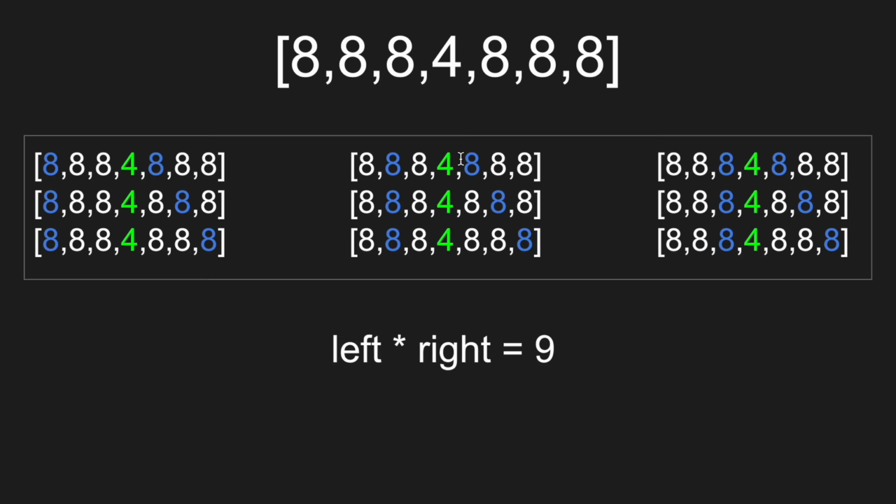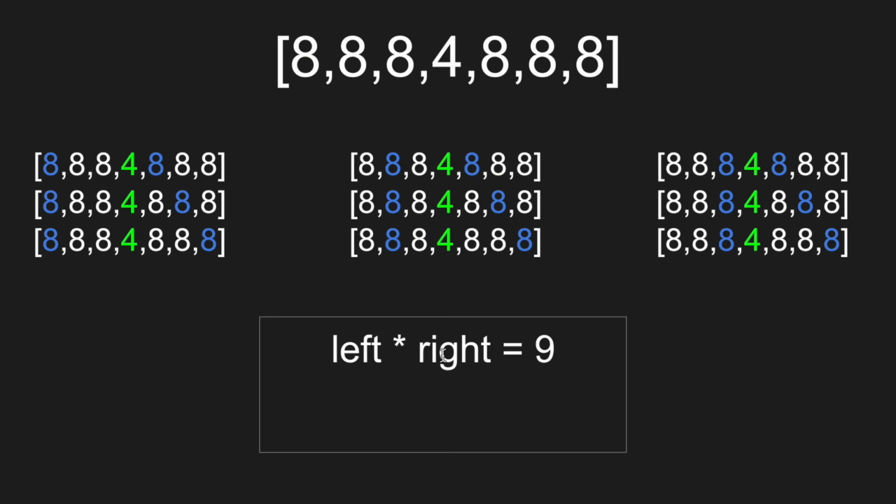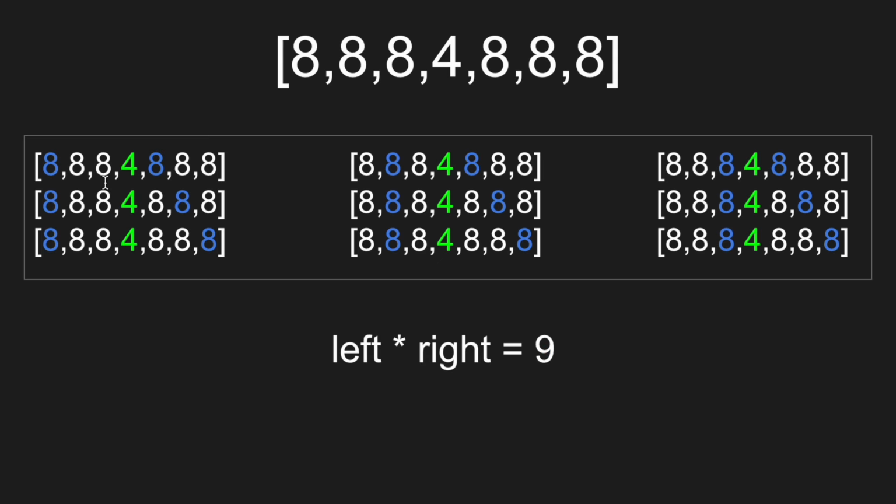If we look at this right here, if it's 4, there's 3 8s on the left, 3 8s on the right, and 4 times 2 is 8. So we will multiply 3 times 3, and it tells us that we can make 9 special triplets. And as you can see, we can make 9 using these ways.